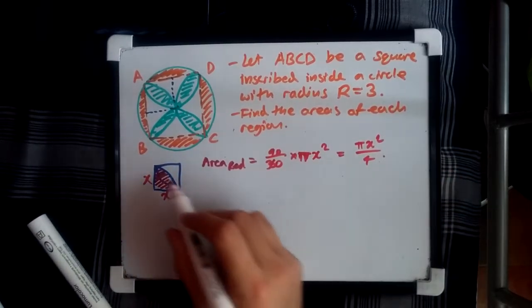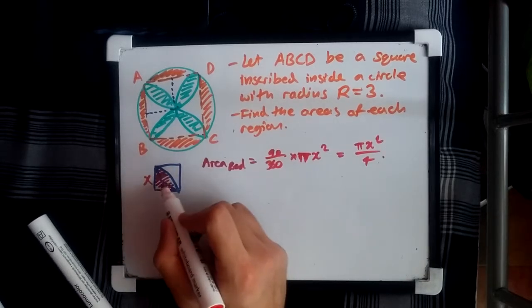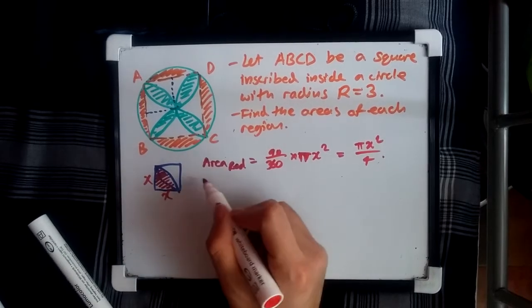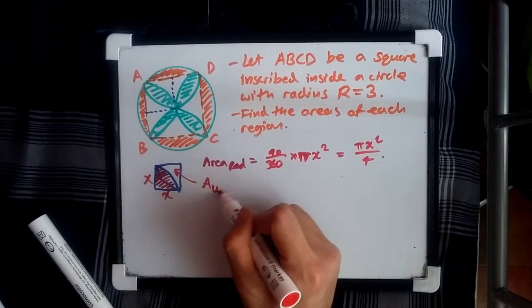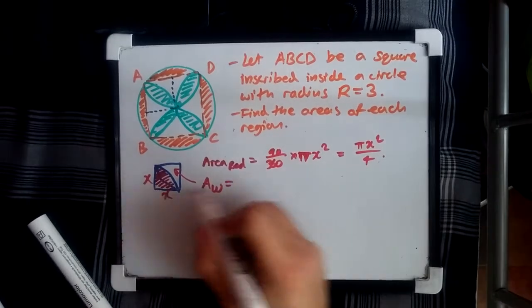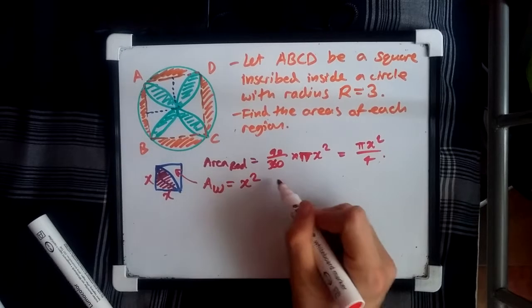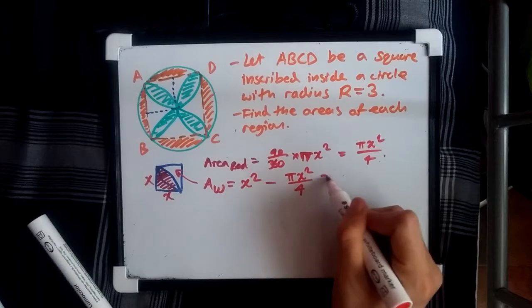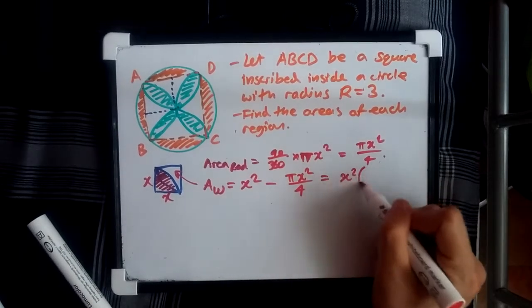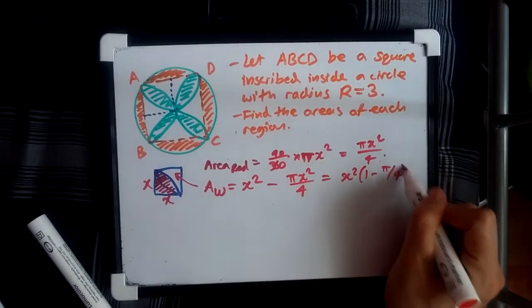Now to get the white part, it's literally the area of the square minus the red region. So the white part, which we're going to label here, the area white equals the area of the square, which is x squared, minus this value here. We can even factorize, so we get x squared times (1 minus pi over 4).